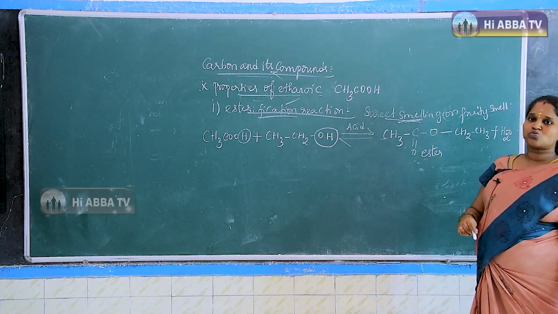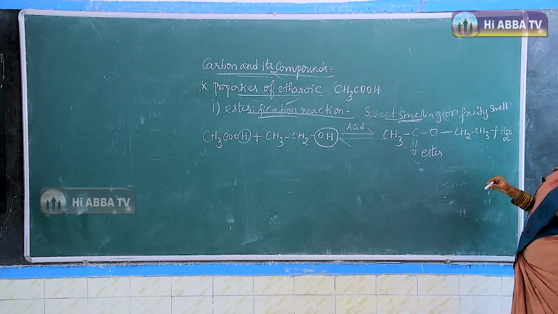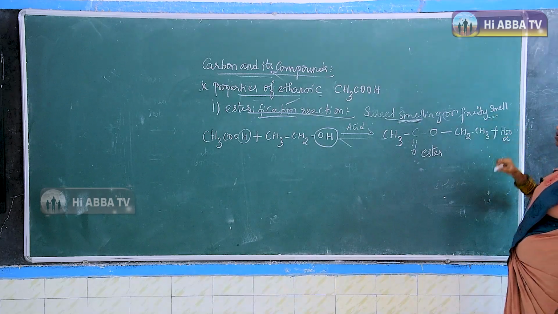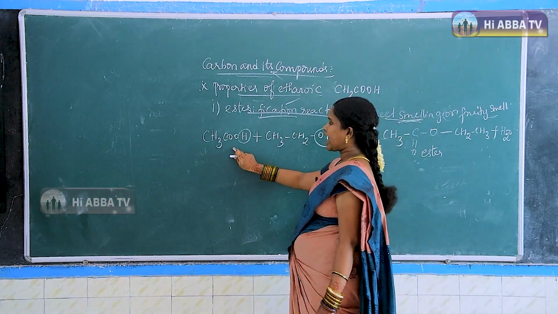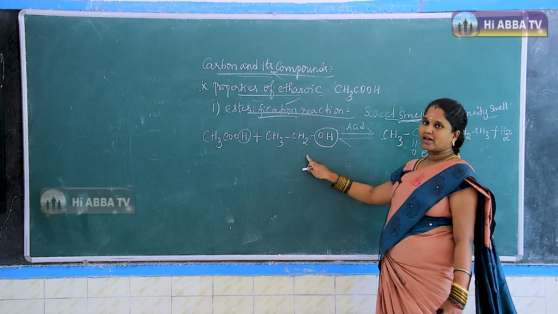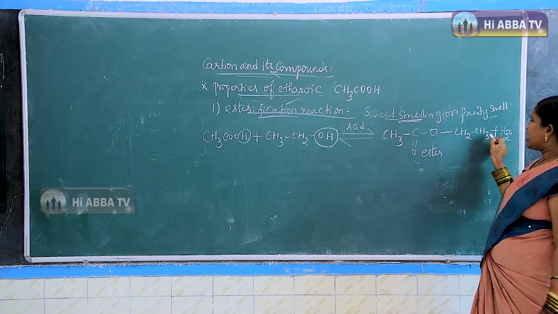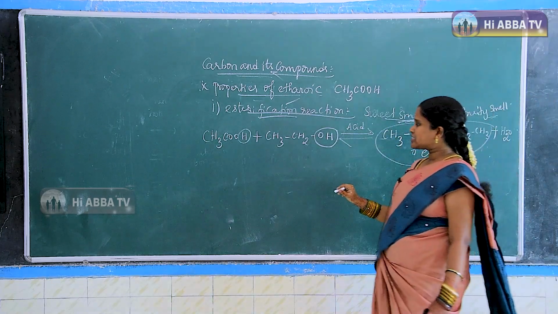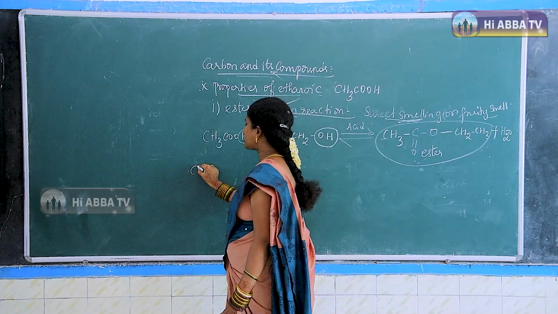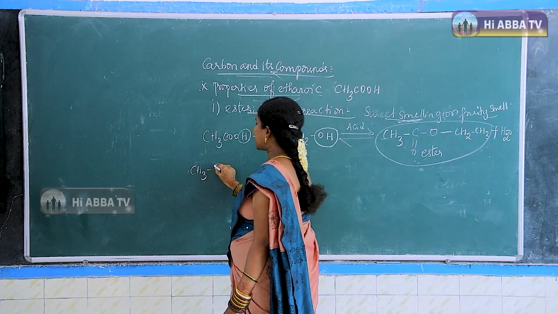You can expect this. What smell will you get? A sweet smelling agent or fruity smell is obtained. So when ethanoic acid reacts with alcohol it gives ester. Now in this ester, if it is reacted with the base, what is the formula for ester?